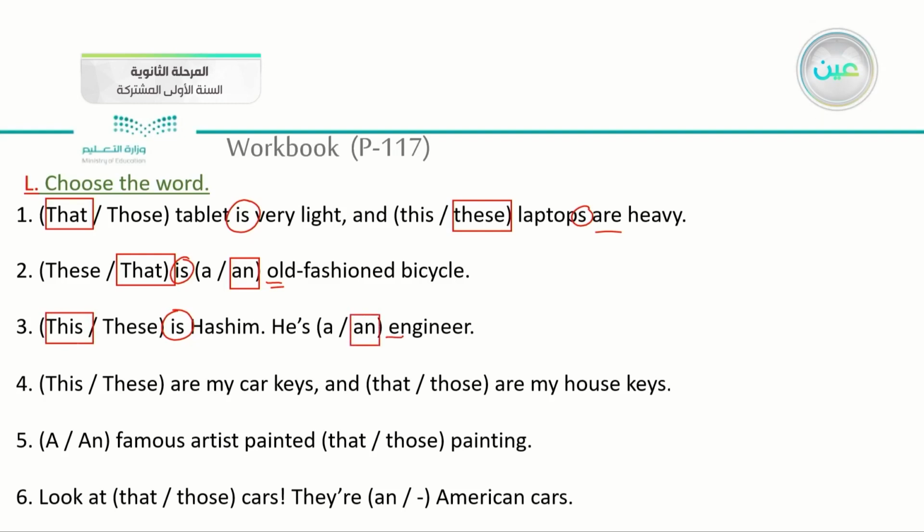This or these are my car keys, more than one. So these are my car keys, and that or those are my house keys. So those are my house keys. Famous, f sound. A famous artist painted that or those painting, one, that painting. Then look at that or those cars, more than one. Those cars, they are American cars.